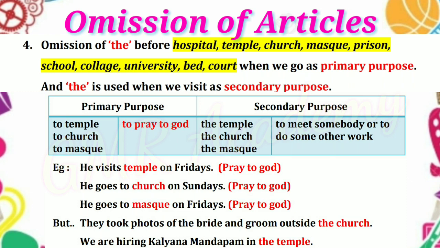But: they took photos of the bride and groom outside the church. We are hiring Kalyana Mandapam in the temple. In these two examples, the purpose is not primary, that is secondary. Why? Because it is not to pray to God. Since the secondary purpose is being used, we should use the definite article "the" before church and before temple. The church and the temple.